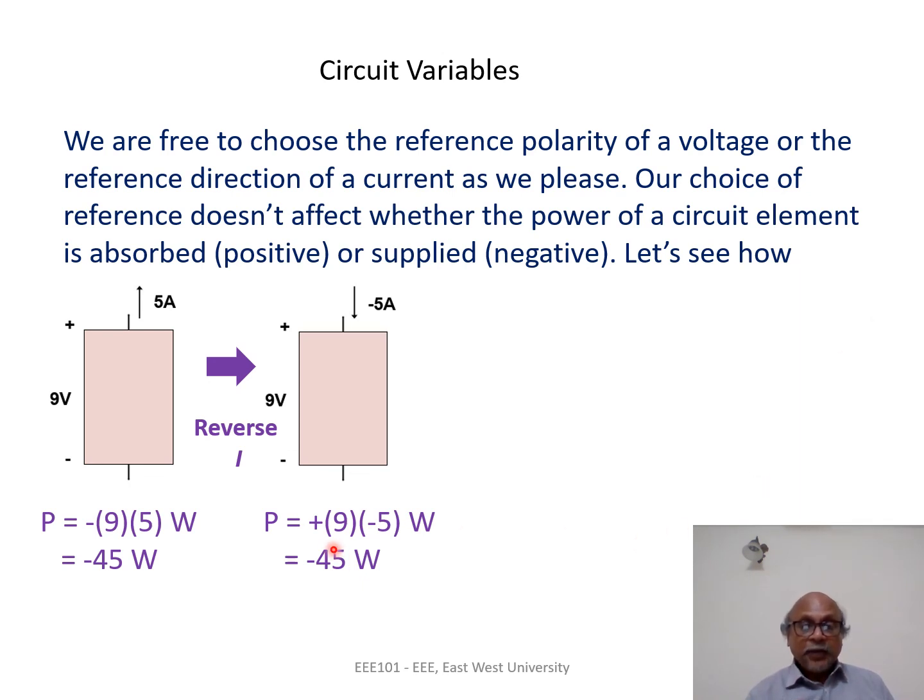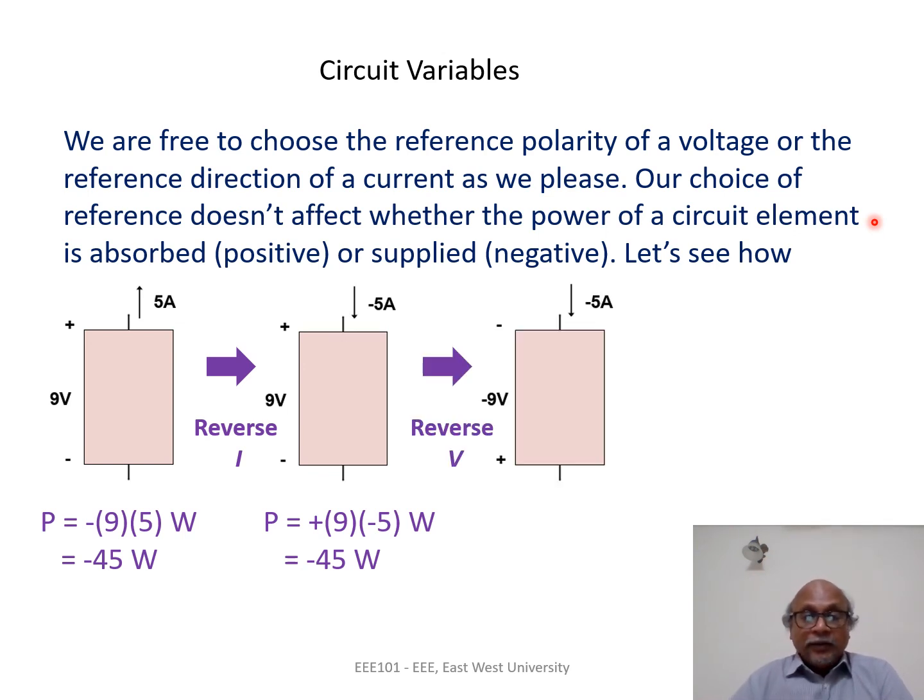So we start with a plus sign. The voltage is 9 volt. The current is minus 5 ampere. So the power again turns out to be minus 45 watts or 45 watts supplied. So in these two cases, our references are different. But because we used P equal to plus minus VI formula, we get the same result. Now we have two more possibilities. Let's look at those as well.